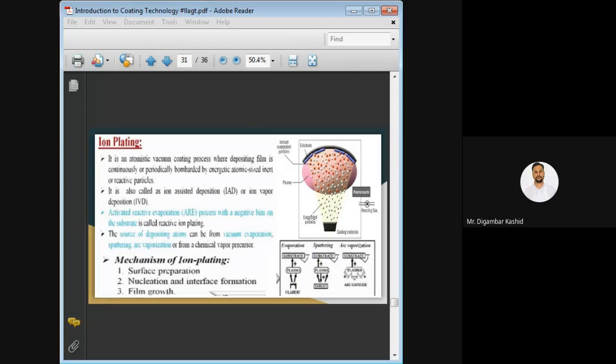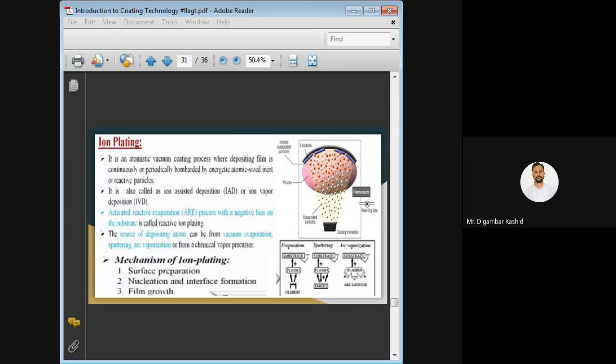Now let us discuss the next one, that is ion plating. So again, it is an atomistic vacuum coating process, where the depositing film is continuously or periodically bombarded by energetic atomic size inert or reactive particles.